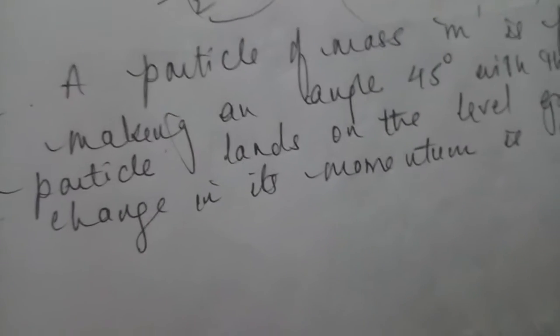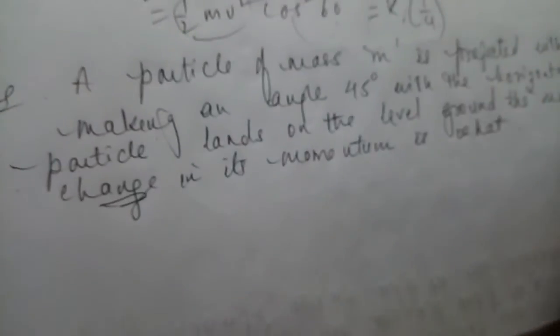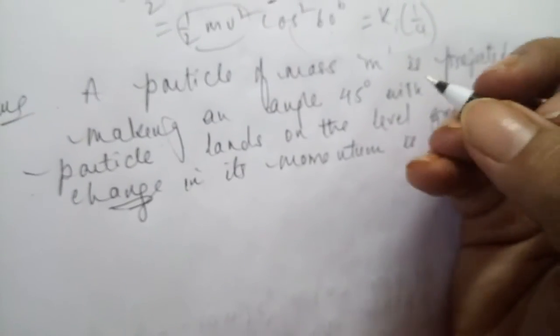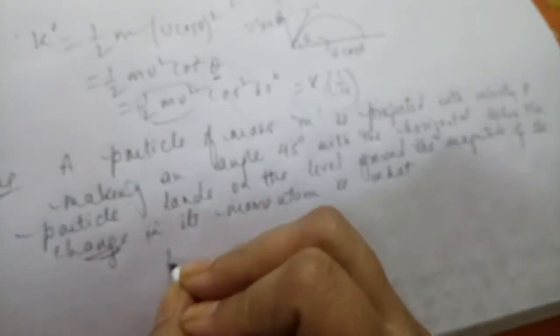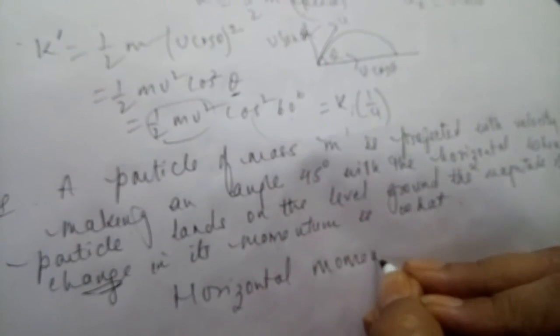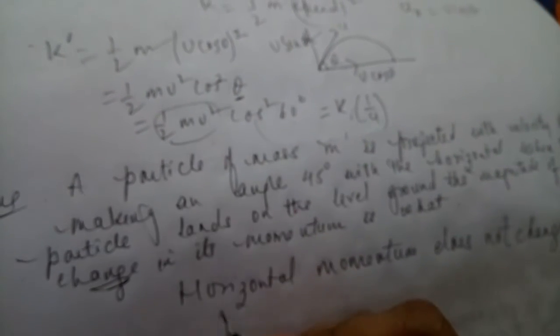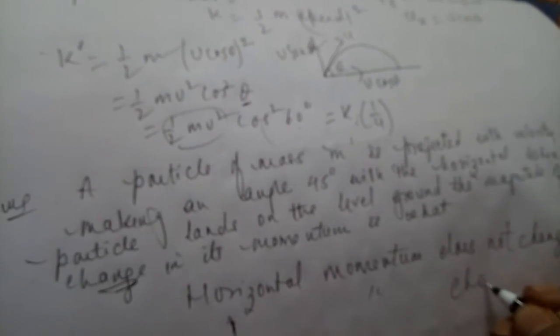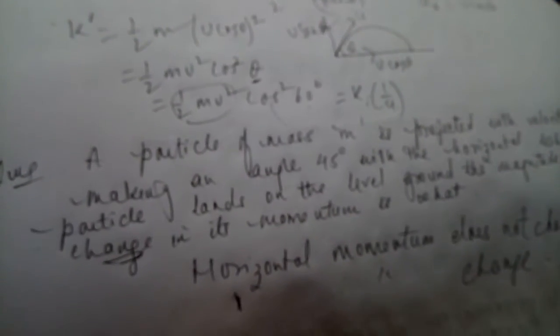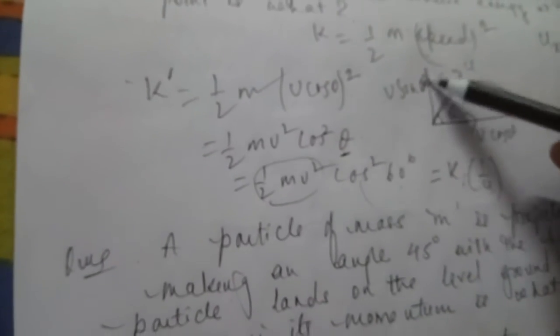It means we need to find out the change in momentum when it is landing. We all know that when the word change is given, for the horizontal part there is no change. Since the horizontal momentum does not change, it will be the vertical one which is going to change. The vertical one is given by u sin theta, because we have seen in the earlier question.